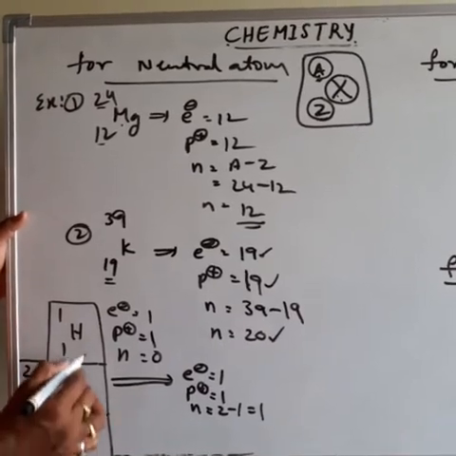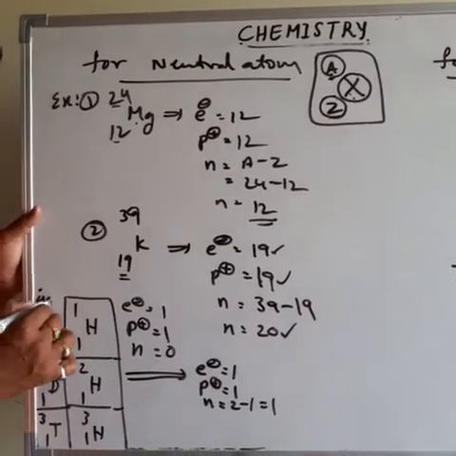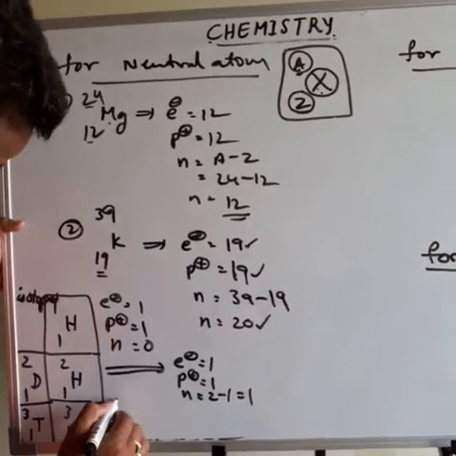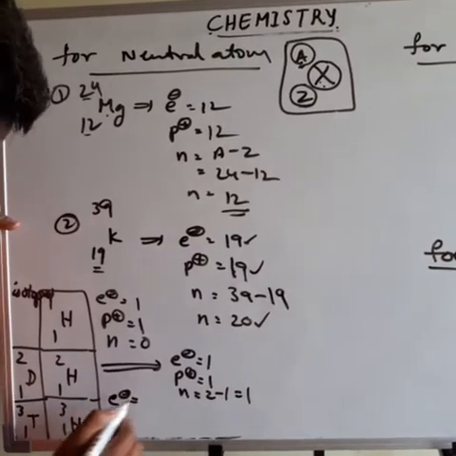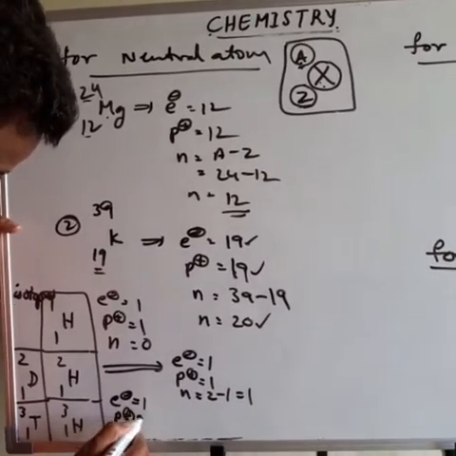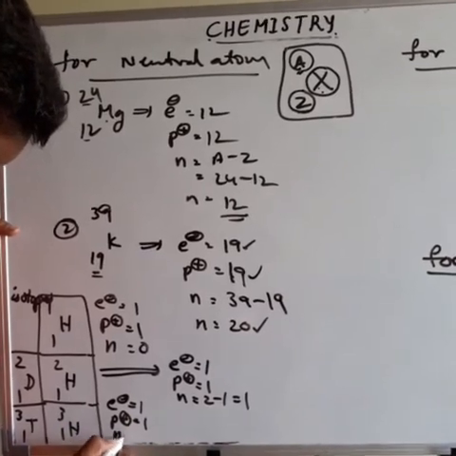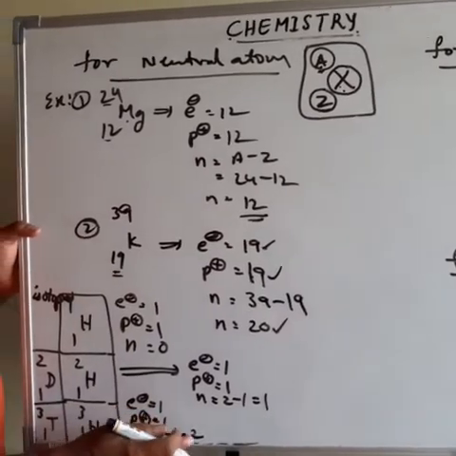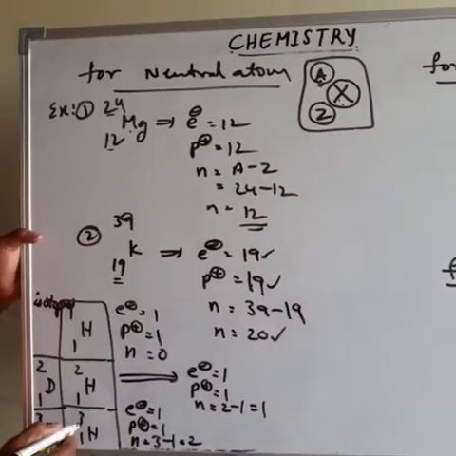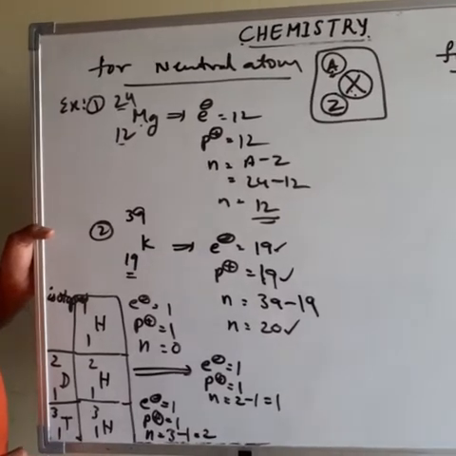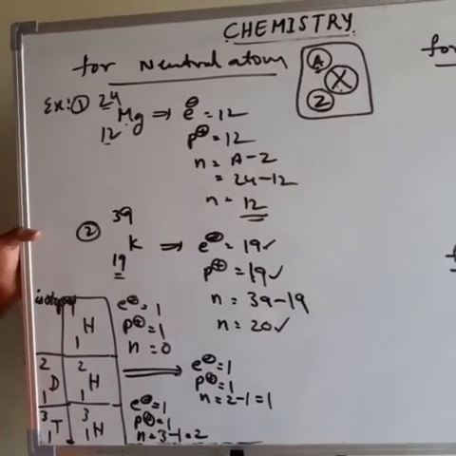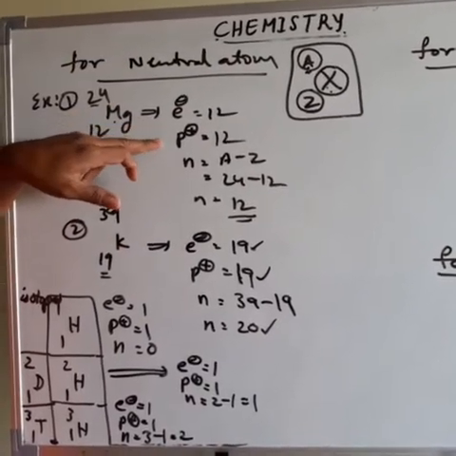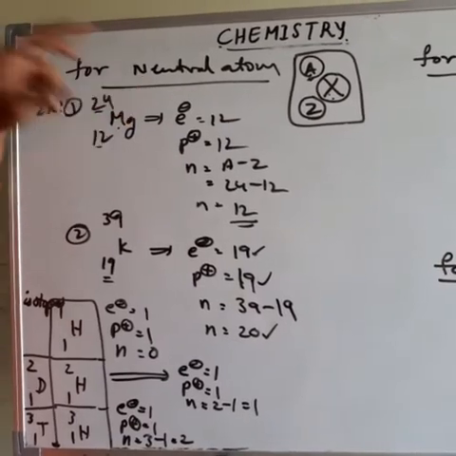So these 3 are isotopes of hydrogen. For tritium, how many electrons are there? Electron number equals 1, proton number equals 1, neutron number equals 3 minus 1, which is 2. So it contains 1 electron, 1 proton and 2 neutrons. Among these 3 isotopes, tritium is a radioactive isotope. So this is how to find the number of electrons, protons and neutrons for a neutral atom.